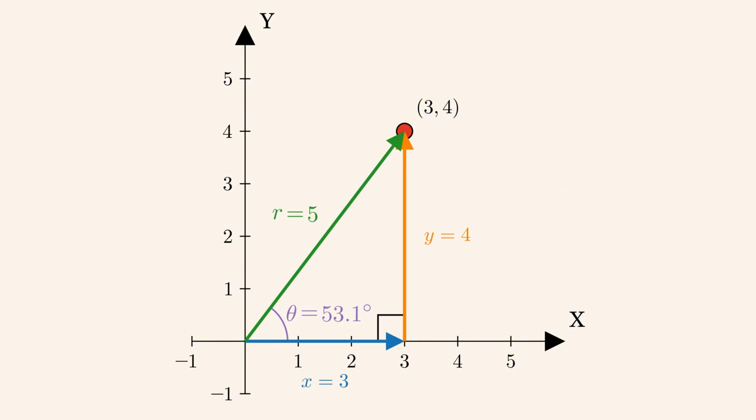So, our red point can be defined by its x and y values, known as Cartesian coordinates. We can also represent it using r, which is the distance from the origin, and theta, which is its angle from the positive x-axis. This representation is called polar coordinates.